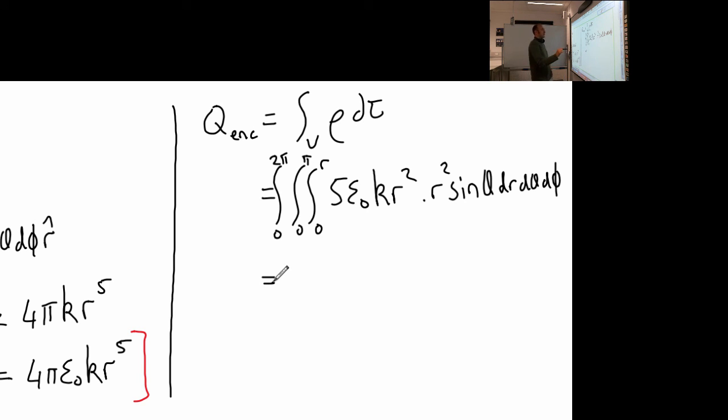So what we get here, we're going to have r to the power 4 to do the r integral first, and we're going to be left with r to the 5 divided by 5, so the 5s are going to cancel. If we do the integral with respect to theta and phi, we're going to get 4 pi. So what we get here is 4 pi epsilon naught k r to the 5. Okay, so you see that we can get the same answer by doing it two different ways.